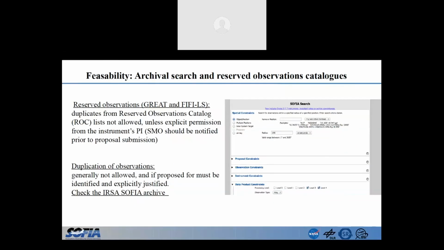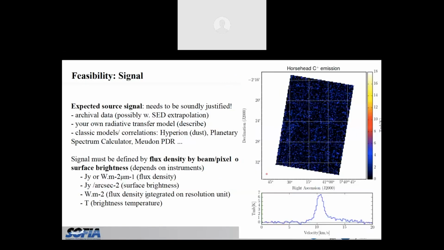Once you have this idea, you can go a little more in depth and check whether the source has already been observed. First of all, there is a list of reserved observations that some science teams have for GREAT and FIFI-LS, so you can check those on our website. And there are some reserved sources, but also if the source has already been observed, you will have to justify pretty thoroughly why you want more sensitivity or more spectral resolution or something a little different that would justify re-observing. So check the SOFIA archive, which is all at IRSA.